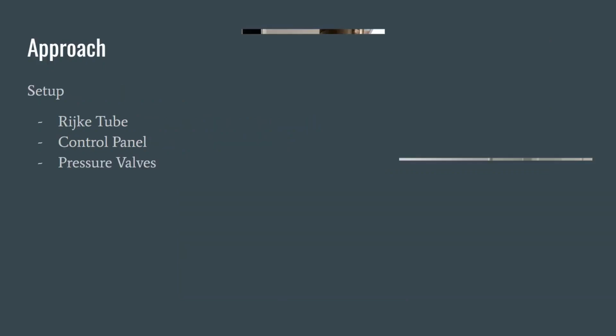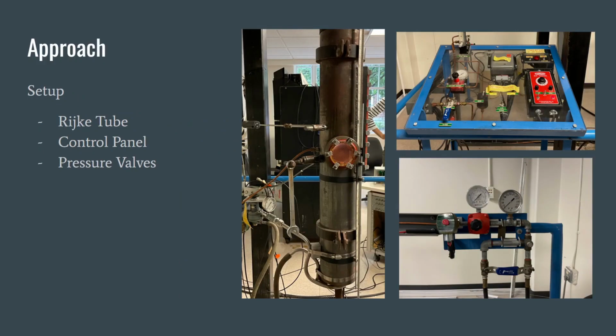As seen to the right, we have a few equipment pieces for this experiment. The bottom right is the valves that measure the pressure of the fuel and help to modulate its flow rate into the tube. At the top right is the control panel that we use to modulate the height of the heat source, flow rate into the tube, and other aspects of the Rijke tube. On the left is the actual Rijke tube.